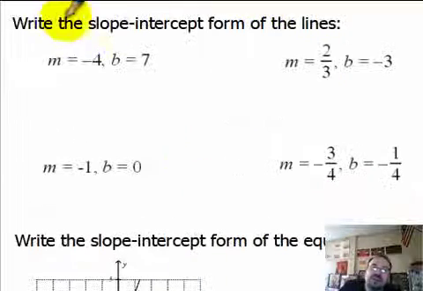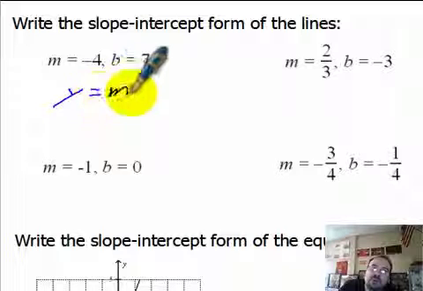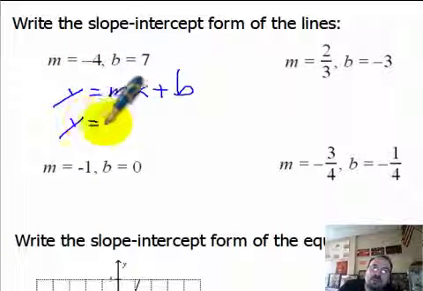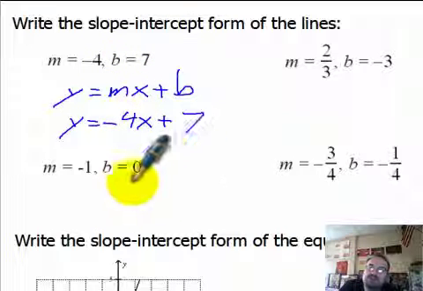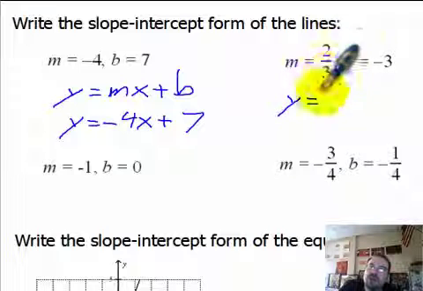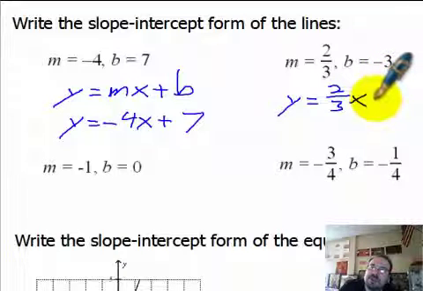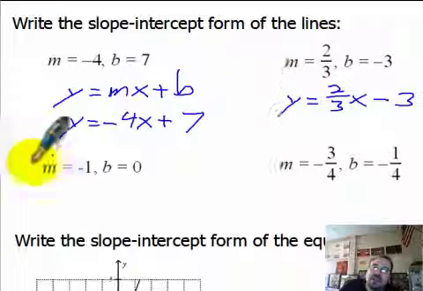And we can go in reverse. It says write the slope-intercept form. So I have y equals mx plus b, and they're giving me the slope, so -4x, and they're giving me b, so +7. And then here, y equals what? Well, my slope is 2/3. My y-intercept is -3, so 2/3 x minus 3.